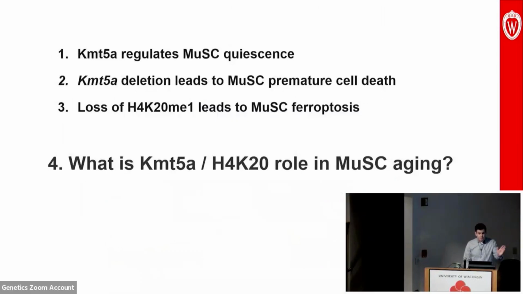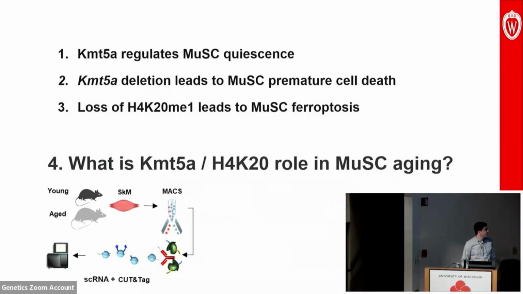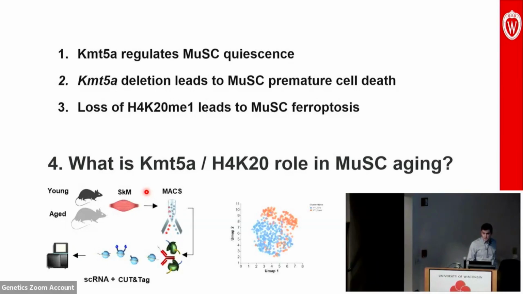All right, back to aging now. And so what is KMT5A's role in muscle aging? What might the problem be here? So here we turn to single-cell RNA-seq again, as well as CUT&Tag. For those of you not familiar with CUT&Tag, it's the newest, fancier version of ChIP sequencing, also way easier and cheaper. If you have questions about that, I'm happy to talk about it after this talk.